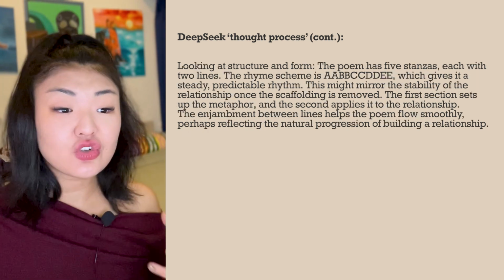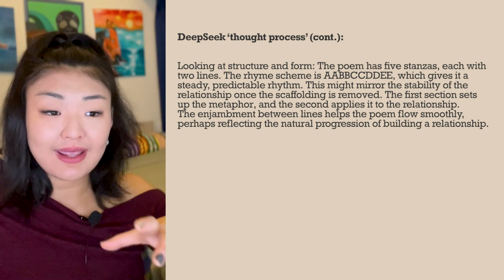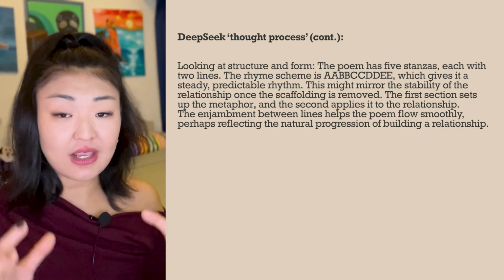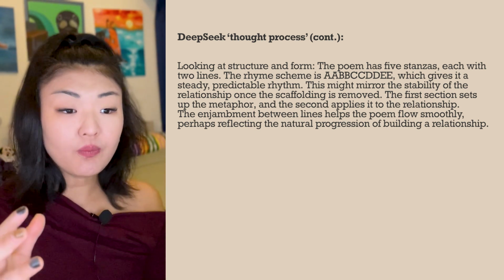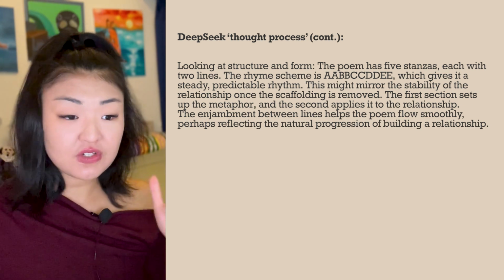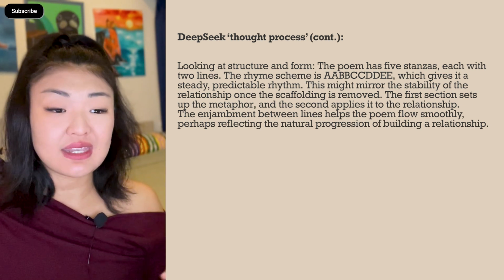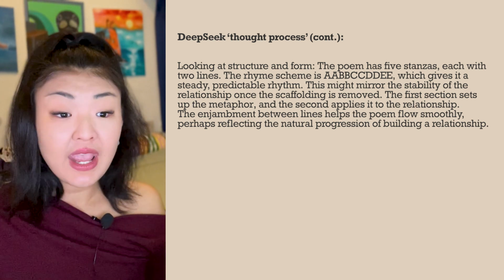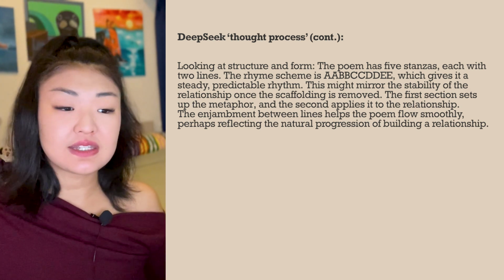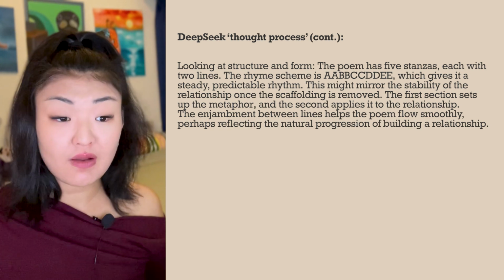So looking at structure and form, right? Again, right away, the AI is bringing itself back to looking at structure and form. The poem has 5 stanzas, each with 2 lines. Rhyme scheme is A, A, B, B, C, C, D, D, E, E, which gives it a steady, predictable rhythm. This might mirror the stability of the relationship once the scaffolding is removed.